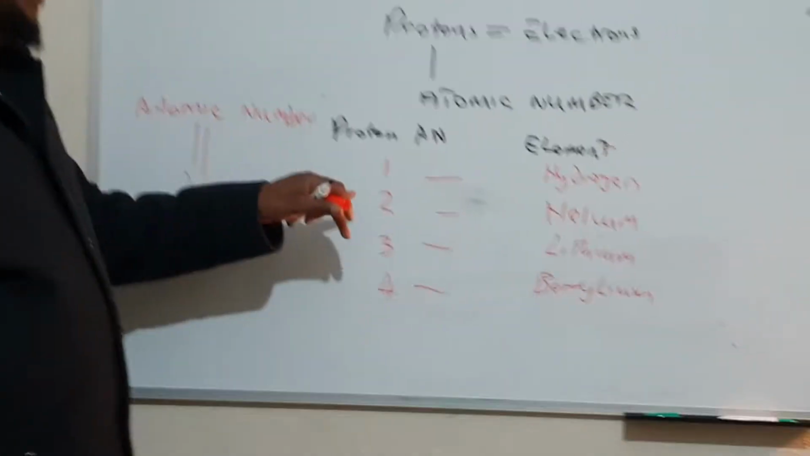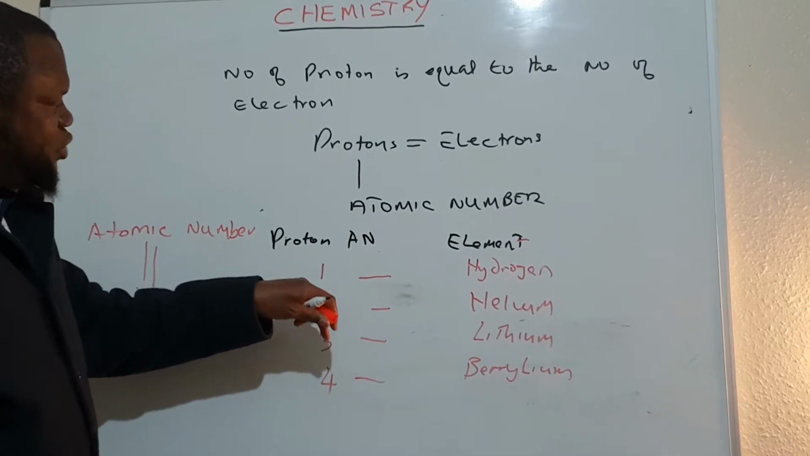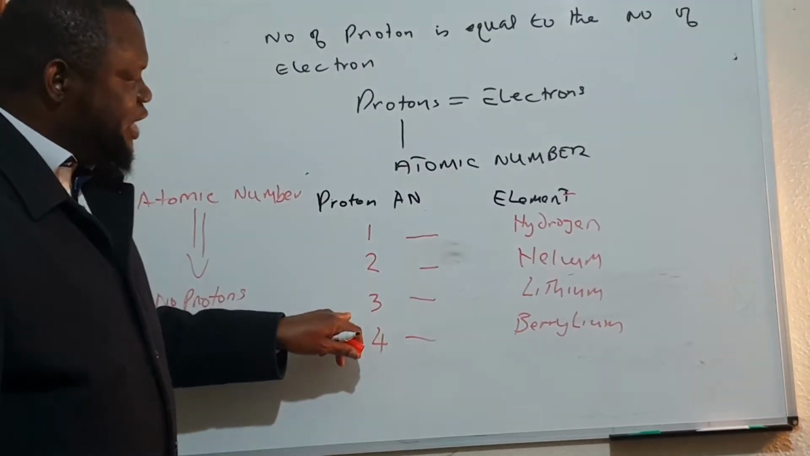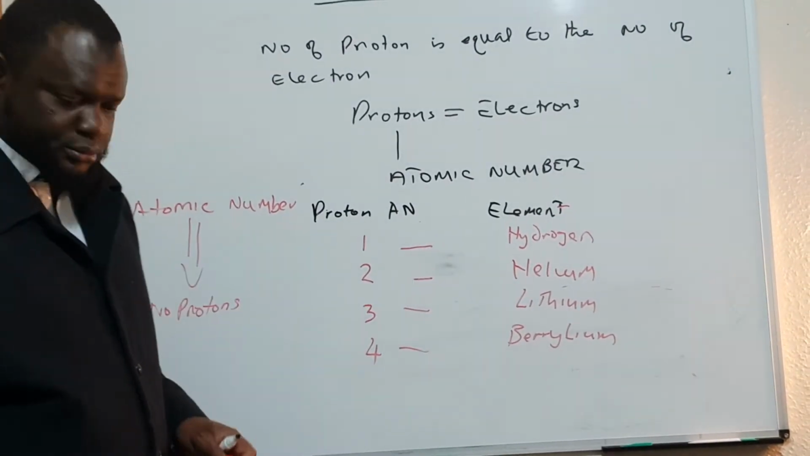If the atomic number is 2, meaning the number of protons in the nucleus is 2, we will call it helium. If it is 3, we call it lithium. If it is 4, we call it beryllium. Okay?